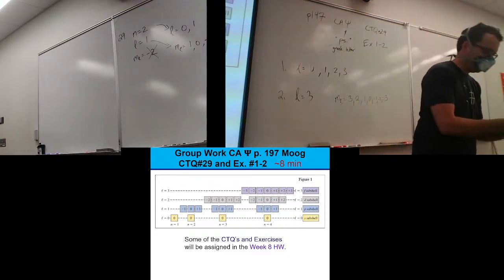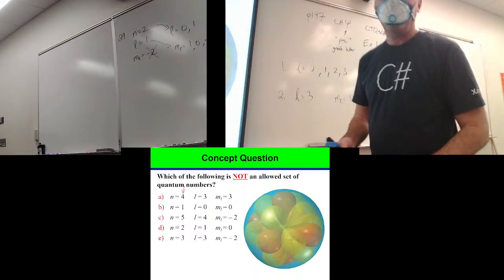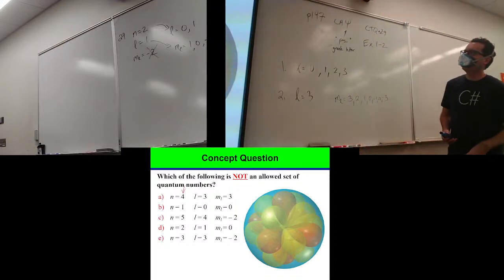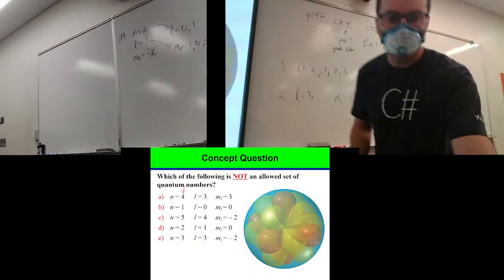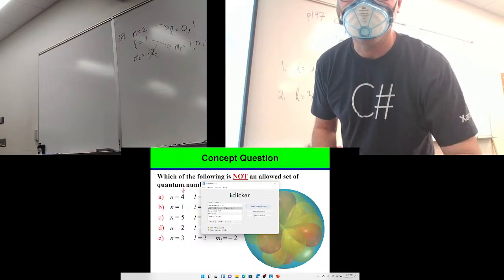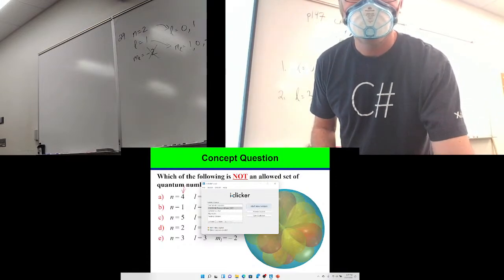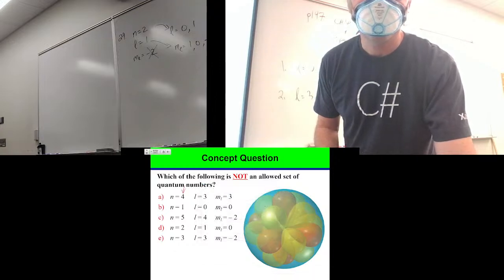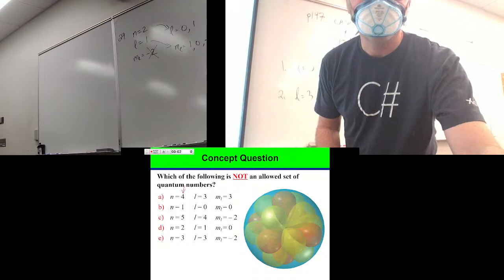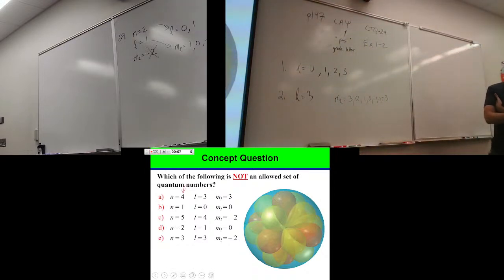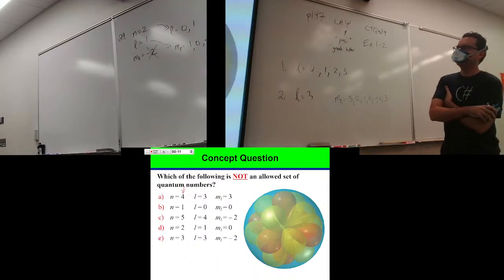So let's see if people can do this in clickers. I've got one of my little arrows there. Hold on, I didn't start the session. Come on. Okay. So which one of these is not an allowed set of quantum numbers? Ignore the arrow. It's not going to help.